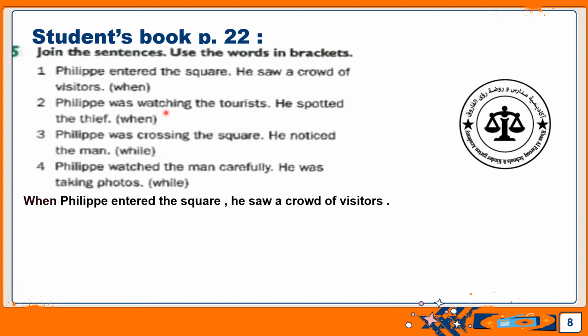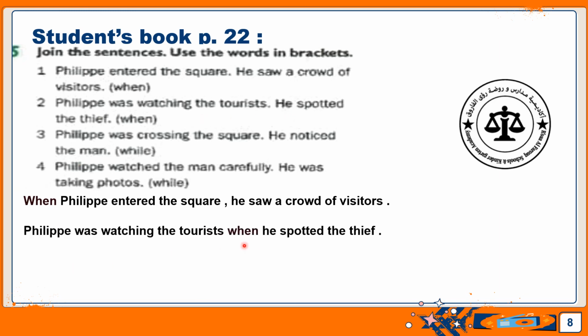Number 2. Philip was watching the tourists. He spotted the thief. Where is the simple past sentence? Excellent. So, the answer is Philip was watching the tourists when he spotted the thief. We start with past continuous sentence. We don't put a comma between the two sentences because when comes in the middle of these sentences, we complete the simple past sentence after when.